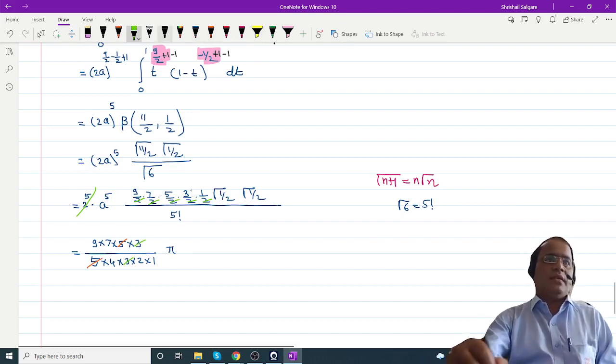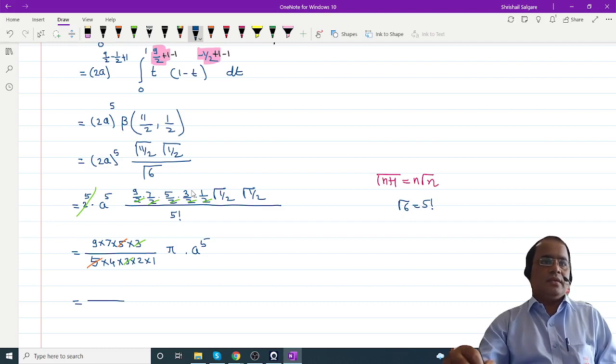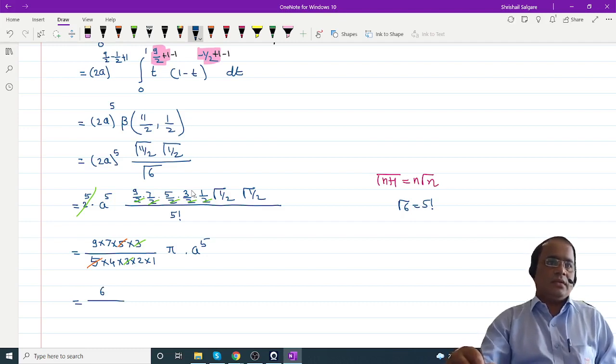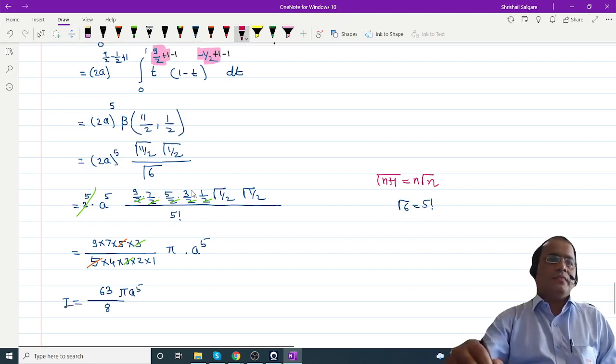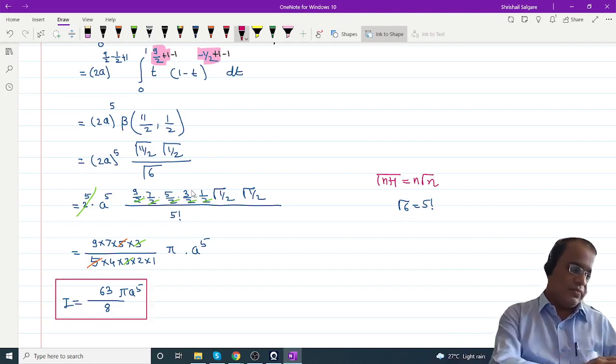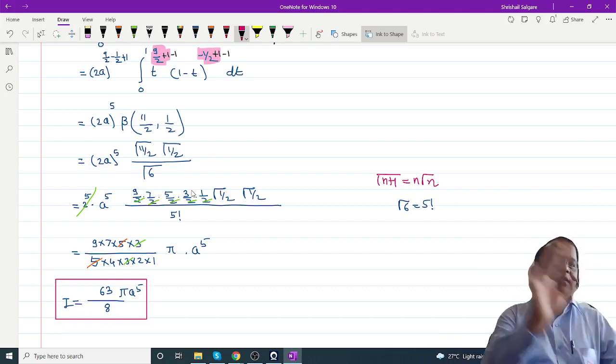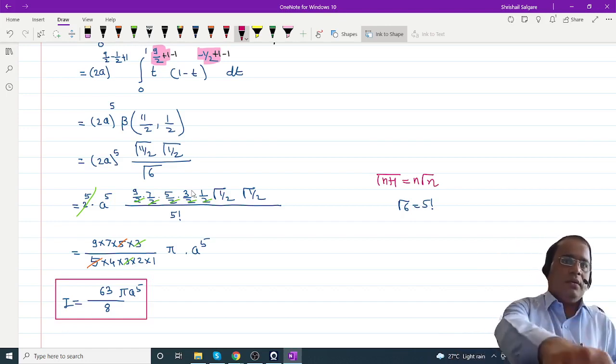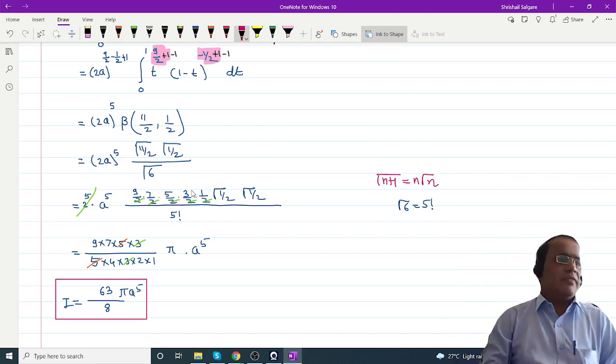Something I missed here: I have to write a raised to 5 multiplied by a raised to 5. Therefore the numerator is 63 pi, and the answer is 63 divided by 8 into pi a raised to 5. Is it right now? Let me verify it. Okay, it is not simplified further in terms of the beta in the book. I think verify everyone. It is correct now.